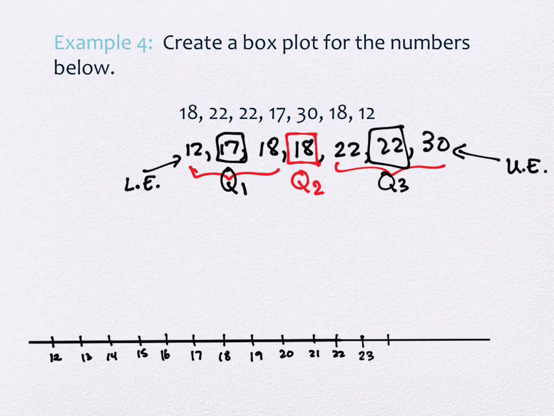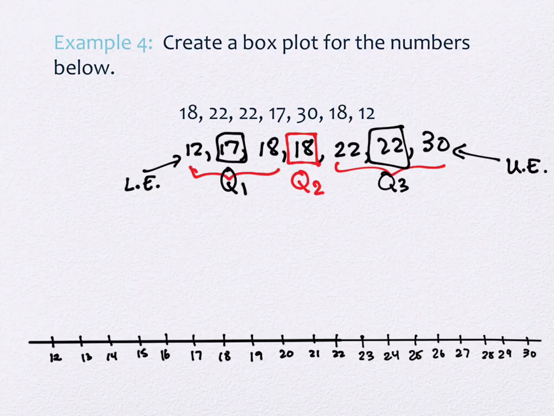Twenty-three, 24, 25, 26, 27, 28, 29, and 30. Okay, so they look fairly evenly spaced. I think they're okay. I'm going to make a dot above the line at each of those values I just identified. The lower extreme, Q1, Q2, Q3, and the upper extreme. Okay, I'm going to make a dot on all of them.